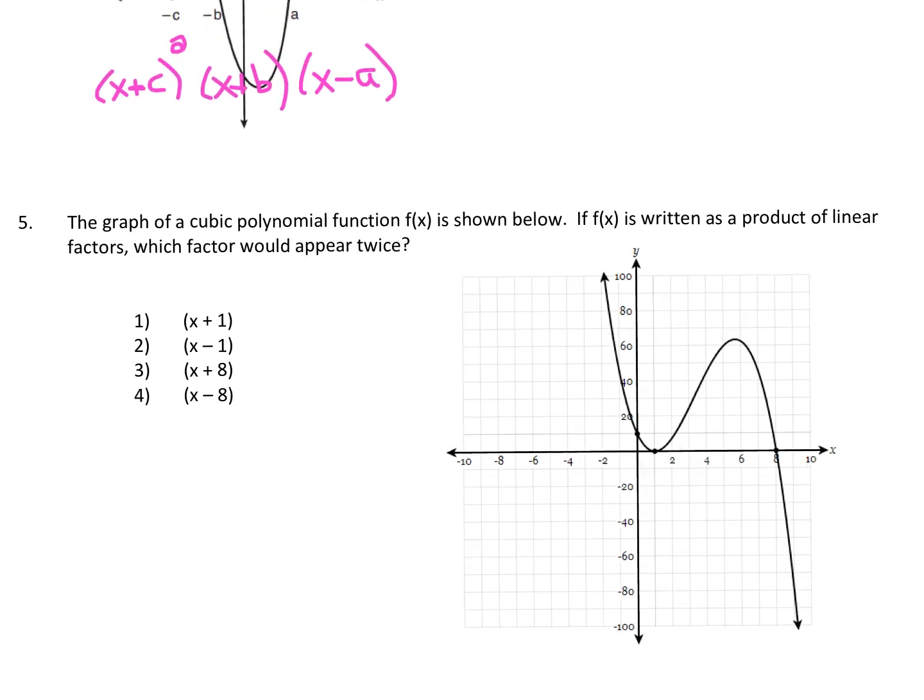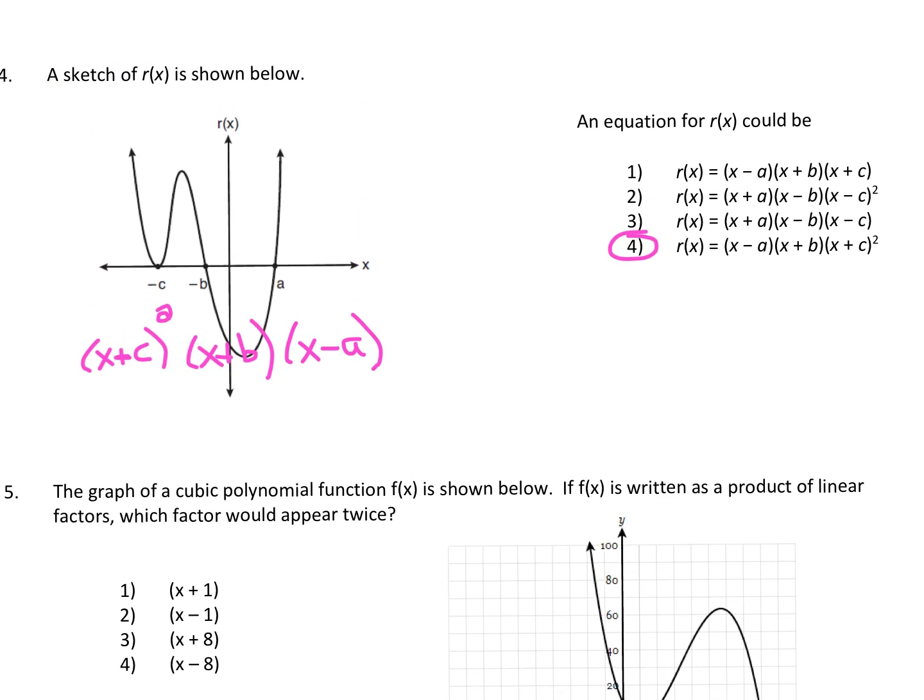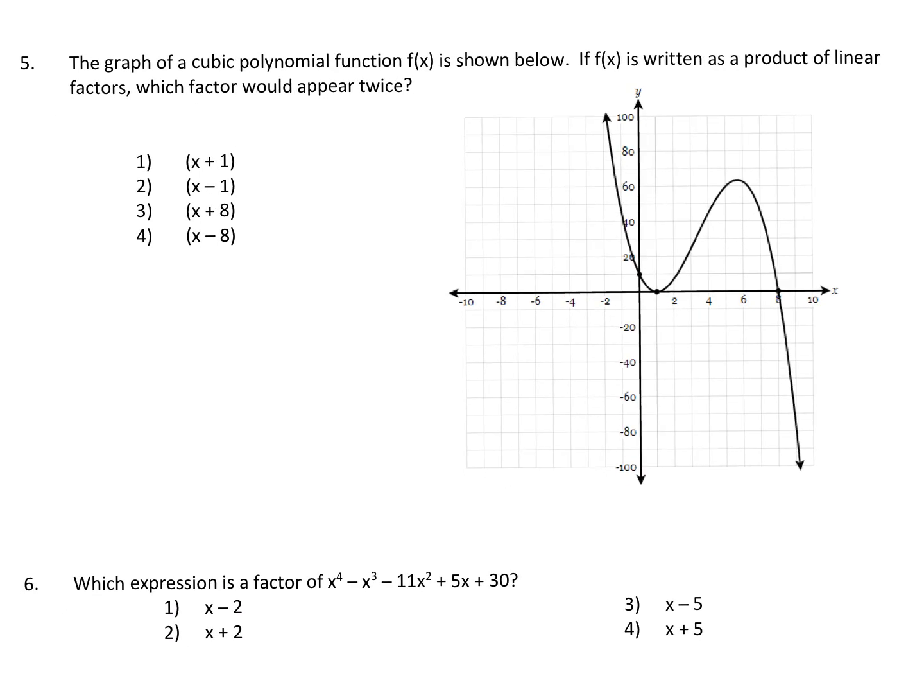I'm actually going to scroll back up. For example, see how we have a square on this factor? That means technically there's 2 of them, right? This x plus c times x plus c, that would appear twice. So we're looking for where the graph is bouncing off the x-axis. All right, so in number 5, we could see it's bouncing off the x-axis right here at x equals positive 1. Okay, so this is at x equals positive 1. Now, if we have a 0 at positive 1, we know the factor, we're going to reverse its sign to give us x minus 1.